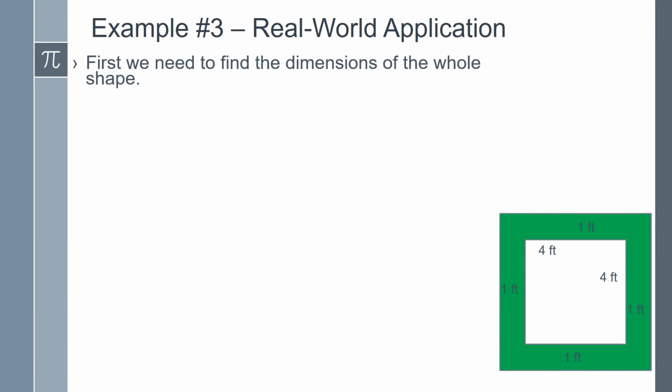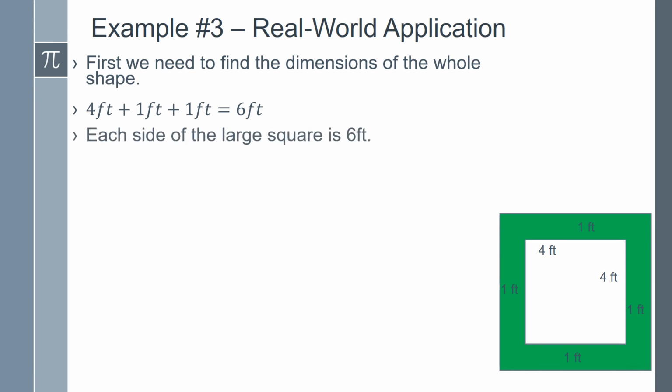The first thing that we need to do is to find the dimensions of the whole shape. If we take the side length of the smaller square and add 1 foot to each side, we can find the side lengths of the larger square. So we have 4 feet plus 1 foot plus 1 foot equals 6 feet. Remember that there's 1 foot on each side of the small square, so you have to add it twice. So each side of the large square is 6 feet.